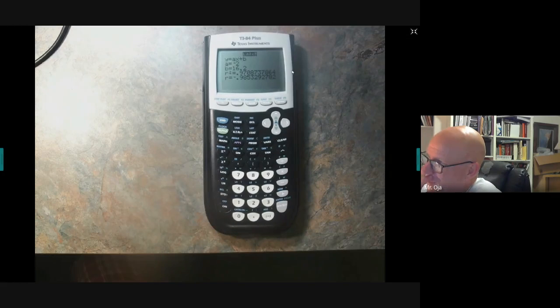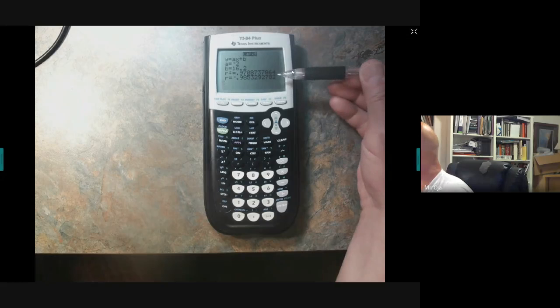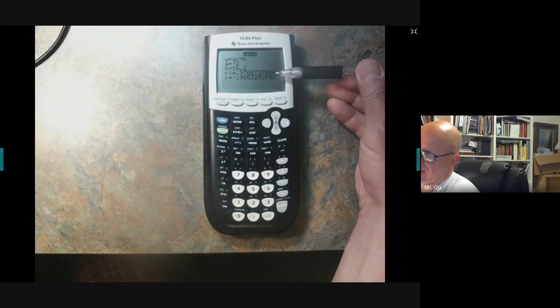Okay, now that time it gave us a different equation, didn't it? We get negative 2x plus 16.2. And this time you'll notice that the r squared is not perfect. If I write that as a decimal, it's about 97% accurate. So it's a pretty good fit, but it's not perfect.